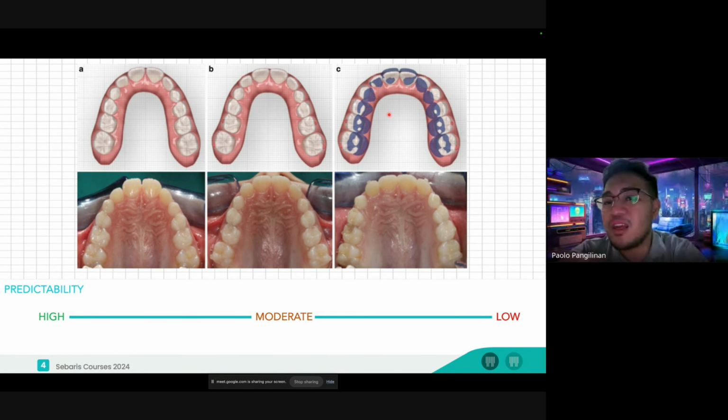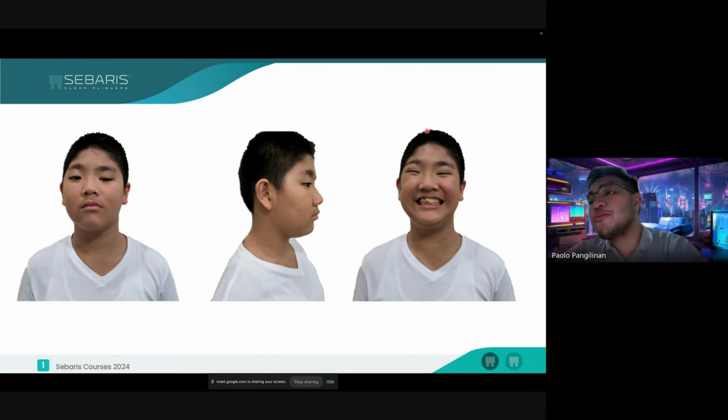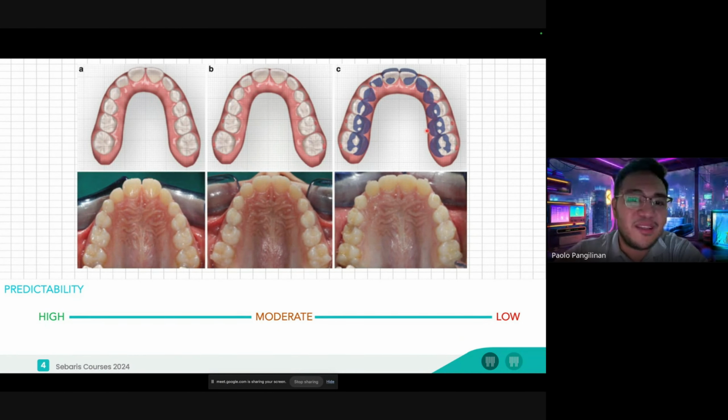So the workaround there is perhaps to expand it a bit more. Perhaps give it another 1.5 millimeters of overcorrection. So instead of a 2 millimeter expansion, your technician is going to expand it by 1 to 1.5 millimeters more so that it can reach the programmed 2 millimeters. So it's all about overcorrection. So sometimes, doctors, you just have to be patient. Now, this one usually takes around 10 to 15 aligners.